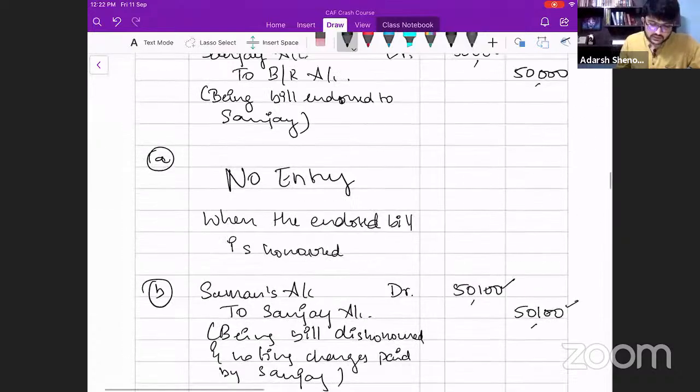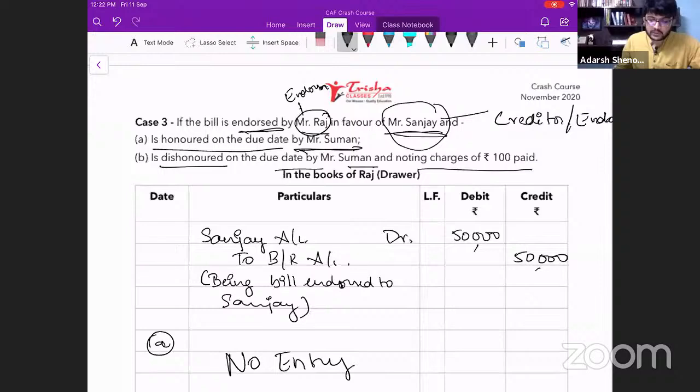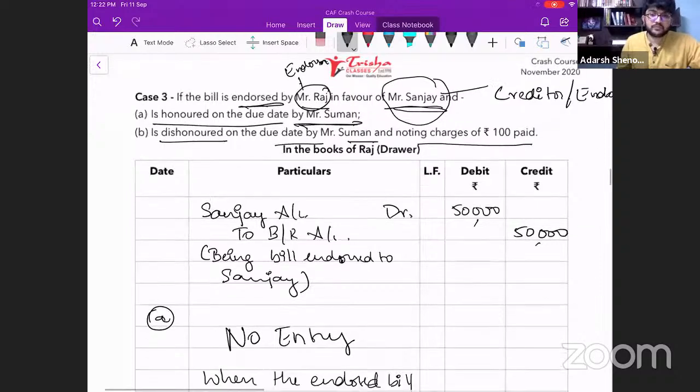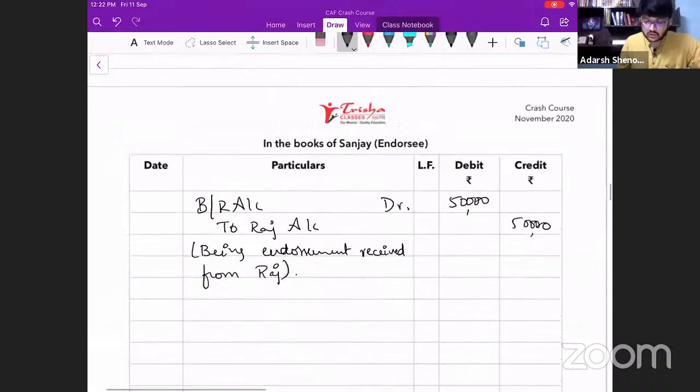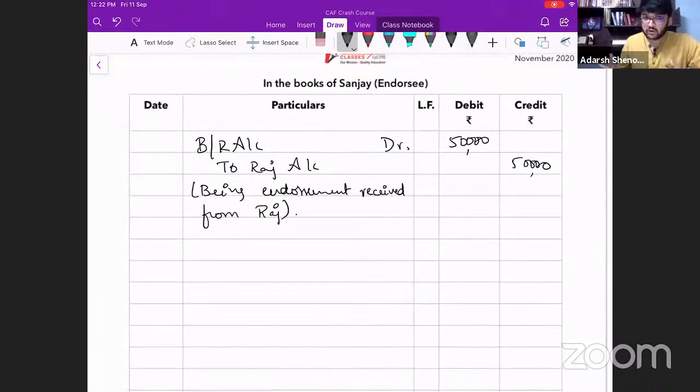Okay, can I go to case A now? If the bill is honored on the due date by Mr. Suman, now remember, I have a document. What document do I have? Bills receivable. On the due date, that bill receivable is going to turn into a Bajia plate, whether it's honored or dishonored. Bill receivable is going to become a Bajia plate, or a Shenga plate. It's going to become that on the due date.